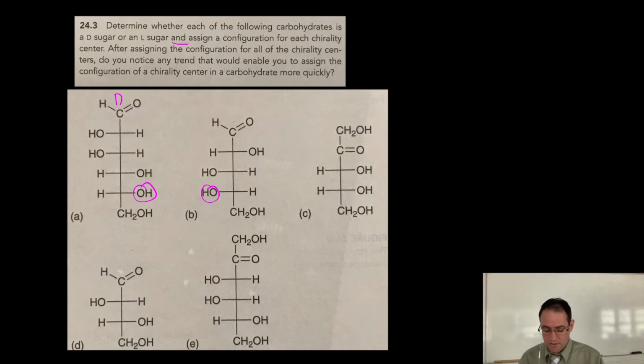This is an L sugar because it's on the left. This is a D sugar. This is a D sugar. And this is a D sugar. And then we're supposed to assign a configuration for each chirality center. After assigning the configuration for all of the chirality centers, do you notice any trend that would enable you to assign the configuration of a chirality center in a carbohydrate more quickly?